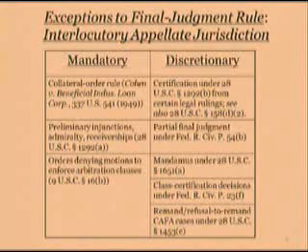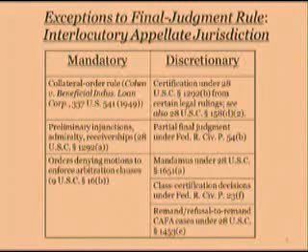Preliminary injunctions, admiralty issues, and receivership issues are defined by statute in 28 U.S.C. 1292(a). Those are considered immediately appealable even though they are interlocutory orders. And orders denying motions to enforce arbitration clauses under 9 U.S.C. Section 16, those are also immediately appealable interlocutory orders.